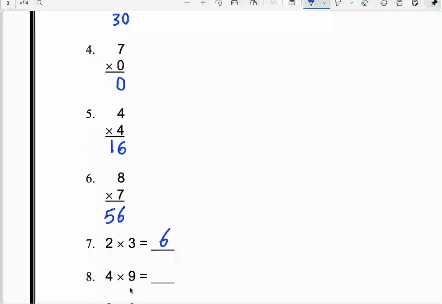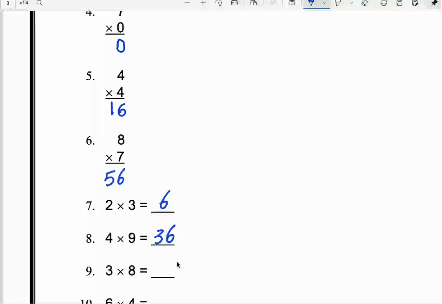4 multiplied by 9. 36. Great, wow. Excellent, my heroes. You can mute your mics again. So 4 multiplied by 9 equals 36. Okay, let's move to the next question.